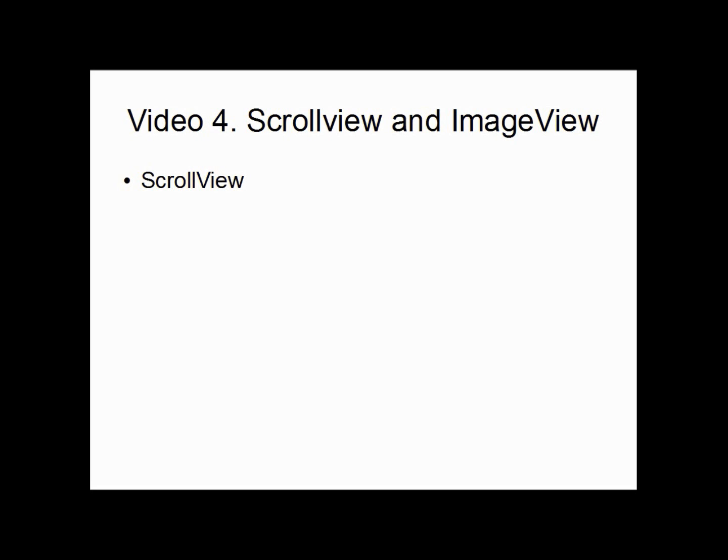So let's get started with the video. In this video we are going to create something called a scroll view and an image view. A scroll view is a kind of layout that allows you to scroll through it. So you can make the contents inside the scroll view fill up more than the available screen. You will understand better as soon as we get into the programming. And an image view is basically an image. So let's go ahead and dive into the project.